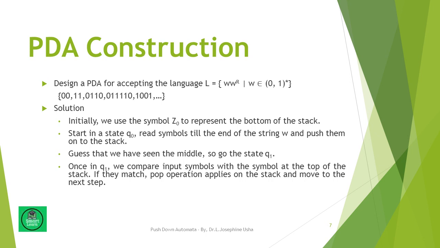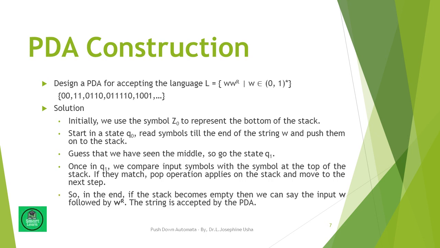When you are in the state Q1, you compare the input symbol with the symbol at the top of the stack. If there is a match, you do the pop operation. You pop the symbol from the stack and move to the next step. At the end the stack becomes empty, which implies that the string W followed by W^R is accepted by the pushdown automata. So this is the concept for implementing the pushdown automata for this language.